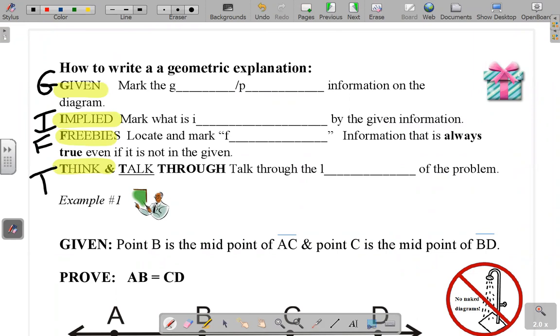Say the word GIFT. Hold up 4 fingers. Repeat after me: Given, Implied, Freebies, Talk through. Say it. Again. If you follow these 4 steps, you will never get lost in what is commonly called a proof.